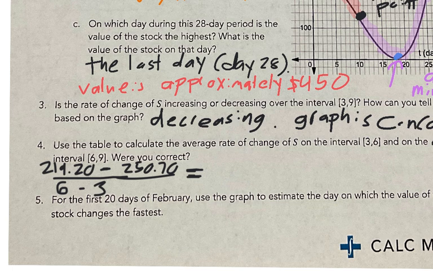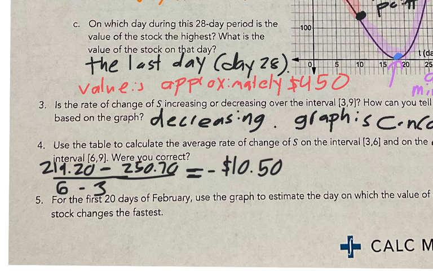You got negative 10.5. Because we're talking about money, let's go negative $10.50. So the AROC, the average rate of change from 3 to 6, is negative 10.50. Now we said the AROCs should be decreasing, right? So when I check from 6 to 9, I expect it to be less than this number. So let's check from 6 to 9 and find that AROC.